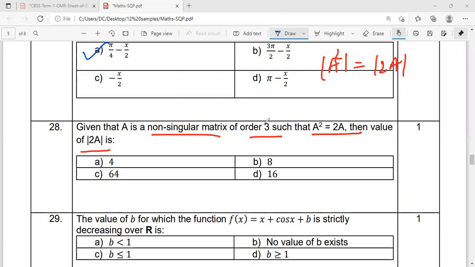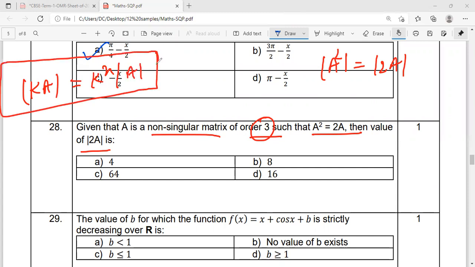If it is of order n, we know that the determinant of k into A is equal to k to power n determinant of A. So this is the theorem which you should learn by heart, and then you can apply it right here. K to power n, because this k comes common n times from n rows or n columns, and then they become k to power n. So we'll use that.